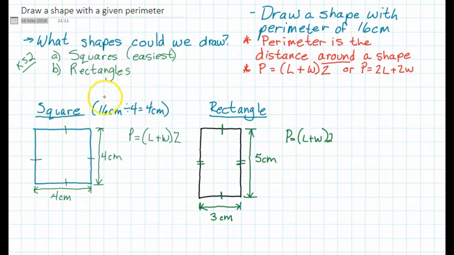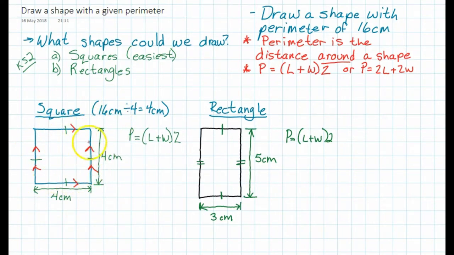Okay, so if we have a perimeter of 16 centimeters, and we're going to use a square, well, we know that the rule of squares says that all the sides have to be the same length, and the opposite sides have to be parallel. So I'll just indicate that. Okay, so these arrows just indicate which sides are parallel.